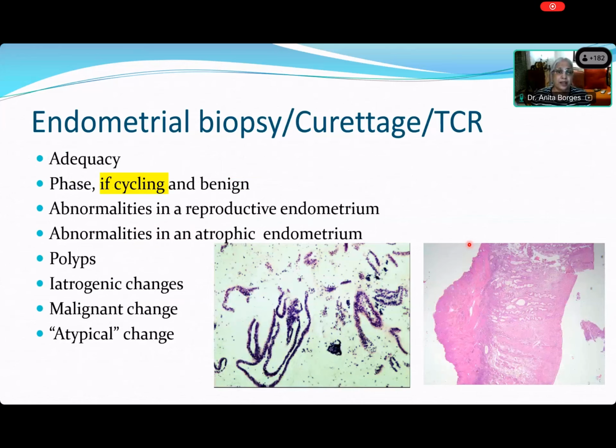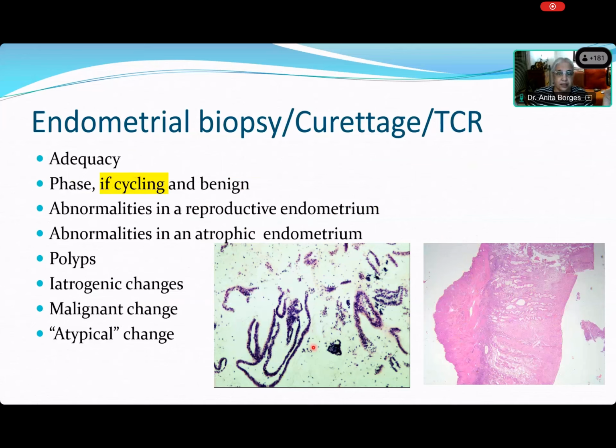All right, what do you actually identify or should be looking for in an endometrial biopsy, curettage, or a TCR? Now here on the right hand side is a TCR. Okay, so you've got a bit of the myometrium. This is one of the strips that has come out in a curettage under vision of a hysteroscope. So you see the entire thing from the endometrial lining, the functionalis, as well as the myometrium.